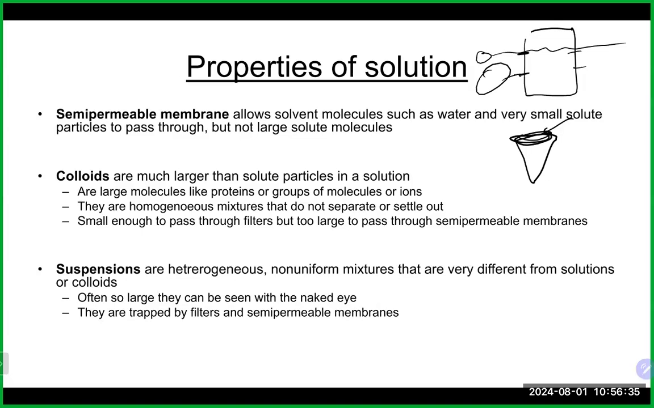There's also suspensions. Suspensions are heterogeneous mixtures, which again, heterogeneous means you see different phases. These are oftentimes large enough that you can see them with your naked eye. So for example, if you had sand and water, that would be a suspension of sand in the water. You could clearly see the sand floating around in the water. Suspensions are too large to pass through filters, so they can't pass through a piece of filter paper, nor can they pass through membranes as well.